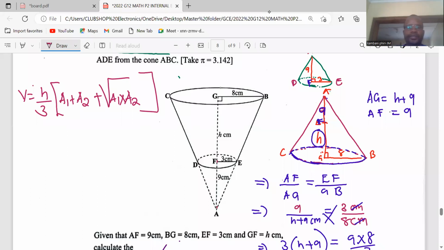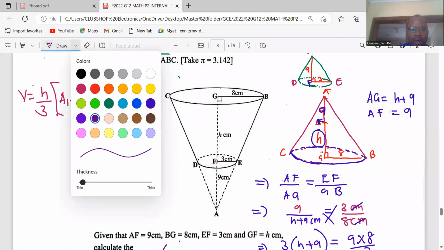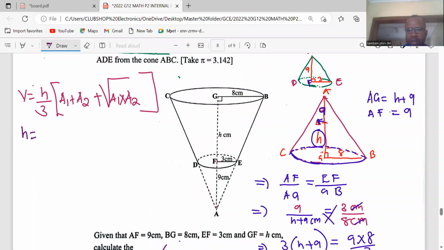Okay, so in this case, what is our height? Our height of the first term, which we are talking about, this first term, this one. What is our height? We have found our height to be 15.